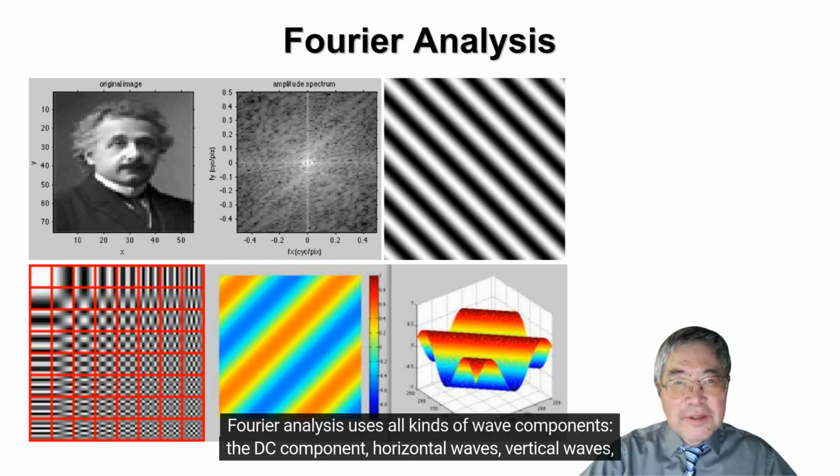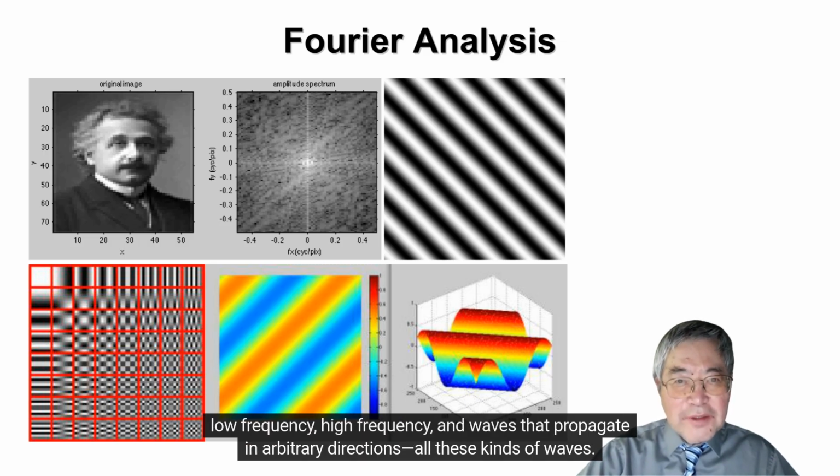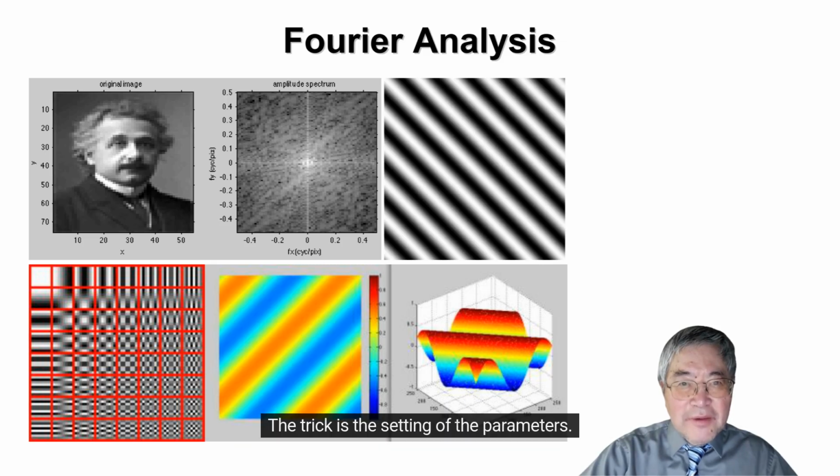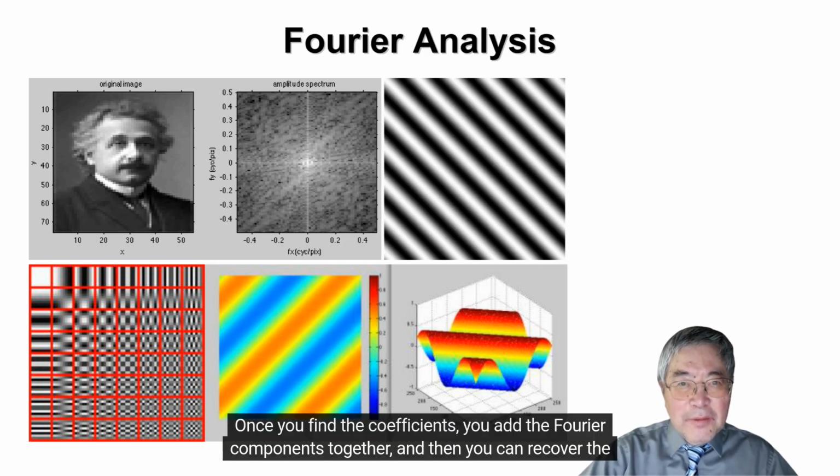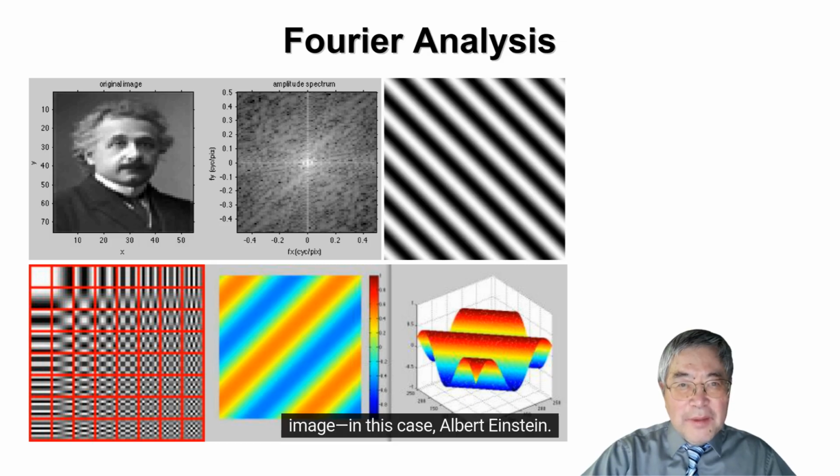Fourier analysis uses all kinds of wave components: the DC component, horizontal waves, vertical waves, low frequency, high frequency, and waves that propagate in arbitrary directions, all these kinds of waves. The trick is the setting of the parameters. Once you find the coefficients, you add the Fourier components together, and then you can recover the image, in this case, Albert Einstein.